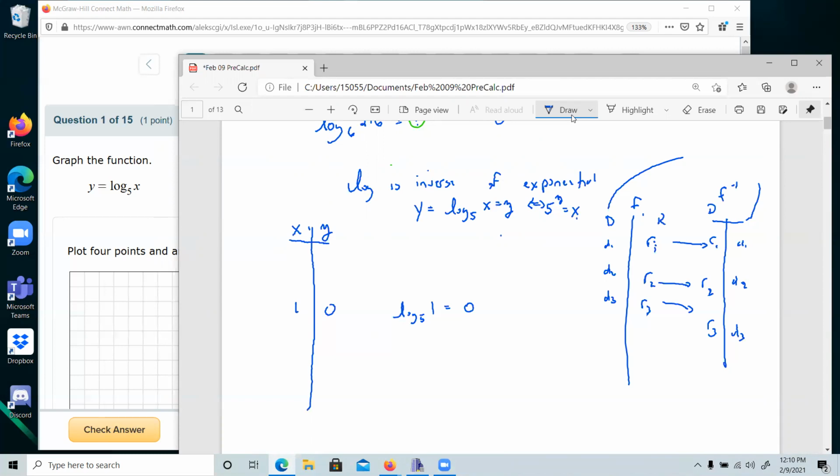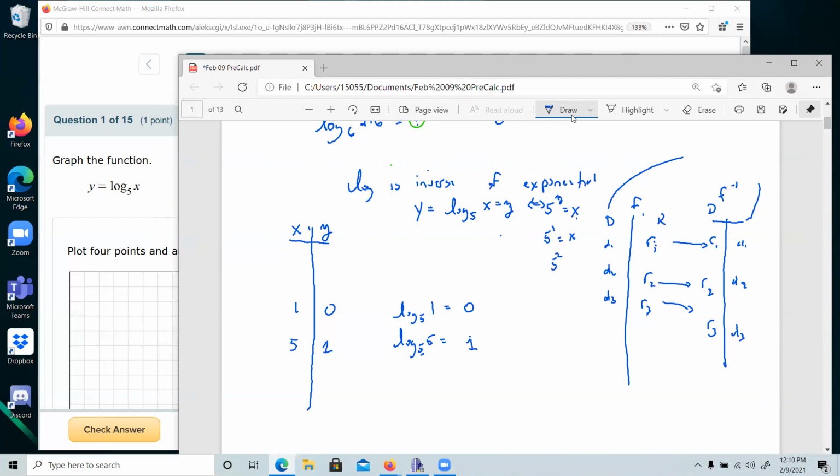What if we put in y is equal to 1? The equivalent exponential form here, 5 to the 1 is equal to my x. Oh, x must be 5. What do I need to raise 5 to in order to get 5? What exponent do I need on 5? It's 1.